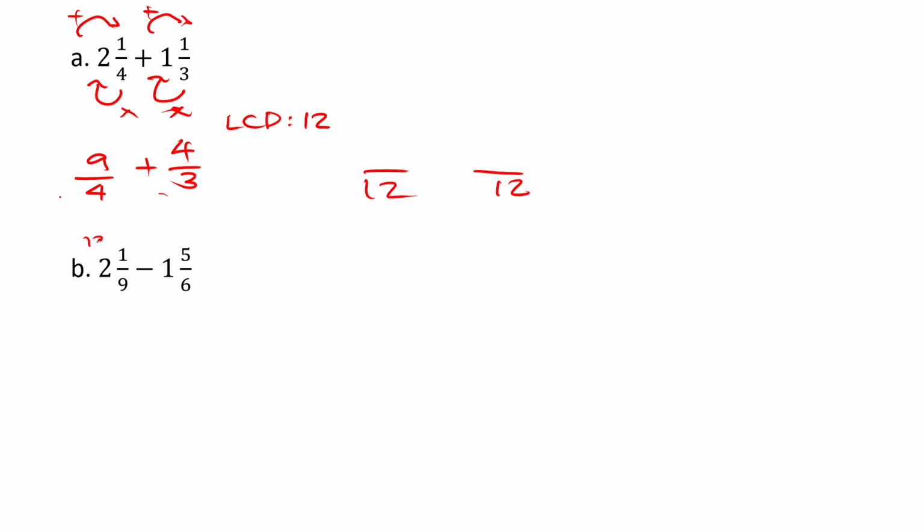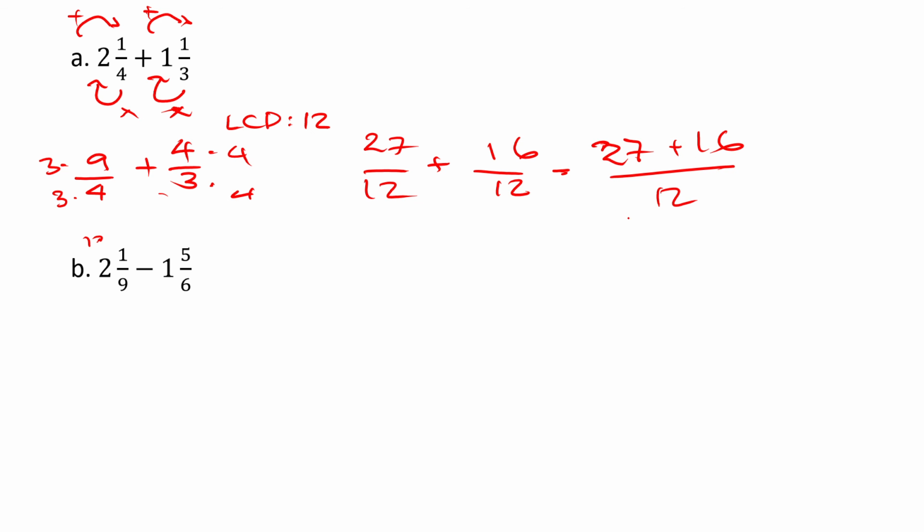So here we multiply 3 and 3, and for the right fraction we multiply 4 and 4. So we have 27 over 12 plus 16 over 12. If you get this part, you're almost home run right there. Your home run is when you do this, 27 plus 16 over 12. Once you did this, you're home run, because the only thing you can do is add.